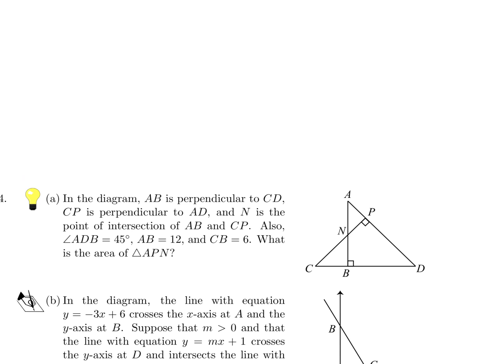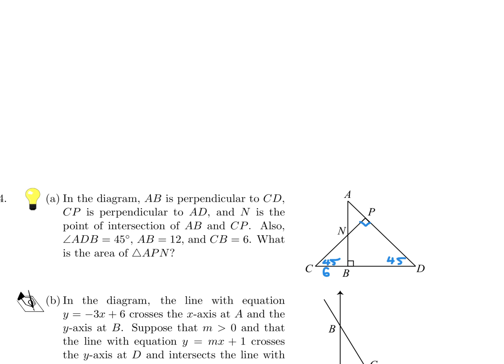Okay, well, let's just label it first. This is 6 here, CB. AB is 12. I don't want to label that. That's going to make it messy. But ADB, that's 45. So that's 45 right there. And then therefore that would be 45 also, since that's 90 degrees. So that is sort of a starting point.